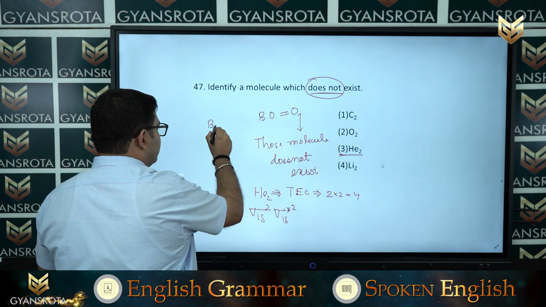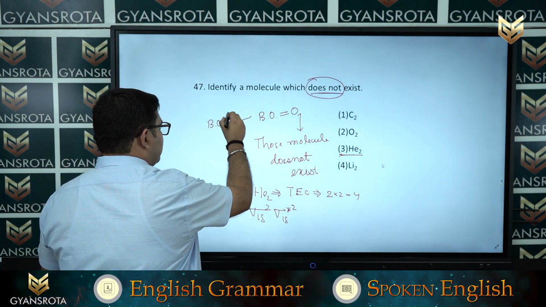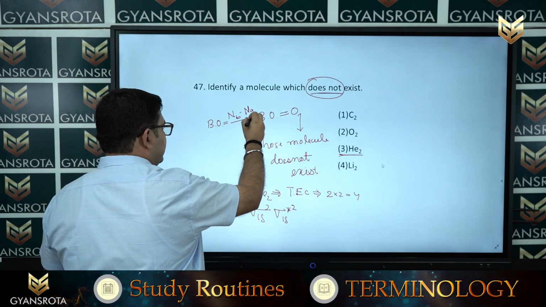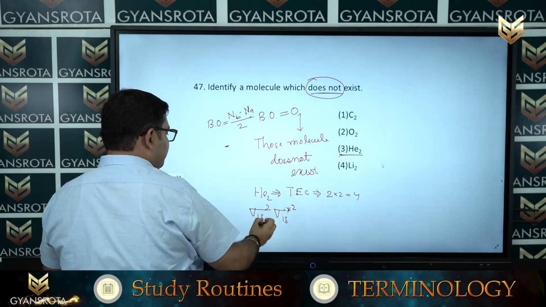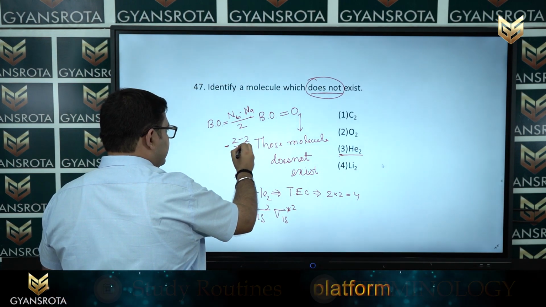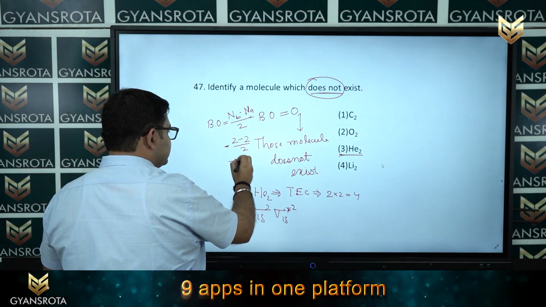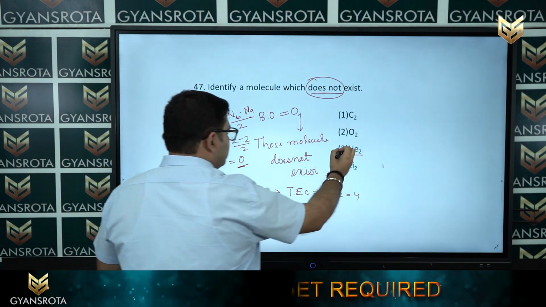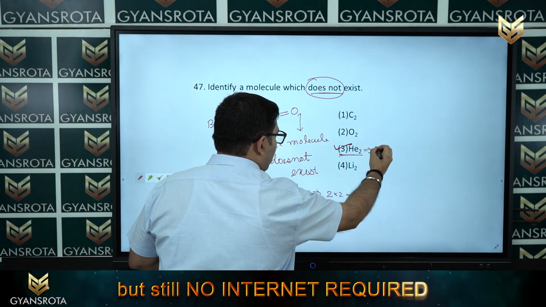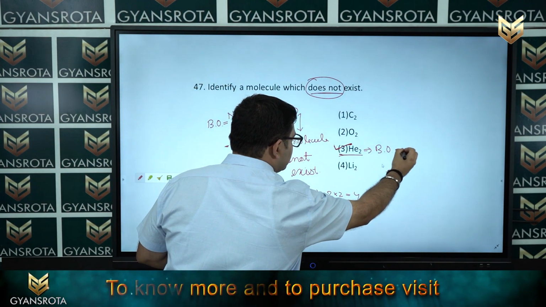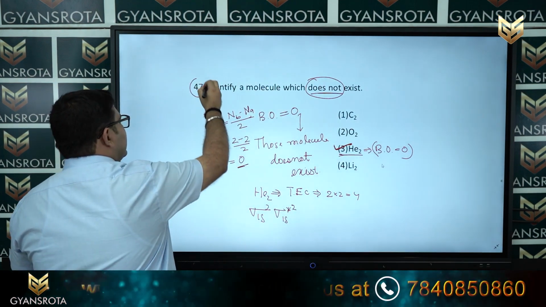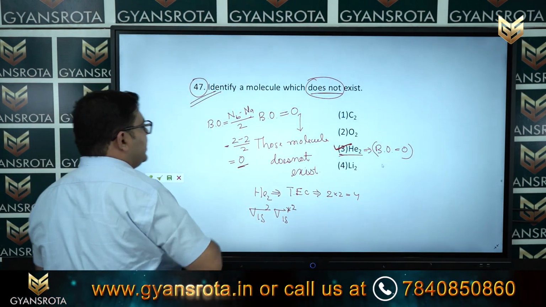Now, the bond order, how to find out? Number of bonding minus number of anti-bonding divided by 2. Now, if you see number of bonding is 2, number of anti-bonding is also 2, divided by 2. So, ultimately 0. So, He2, that is helium 2, will not exist because the bond order of this molecule is equal to 0. So, option number 3 is the correct answer of your question number 47.